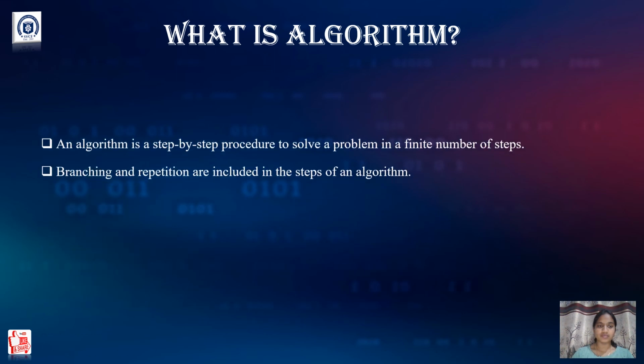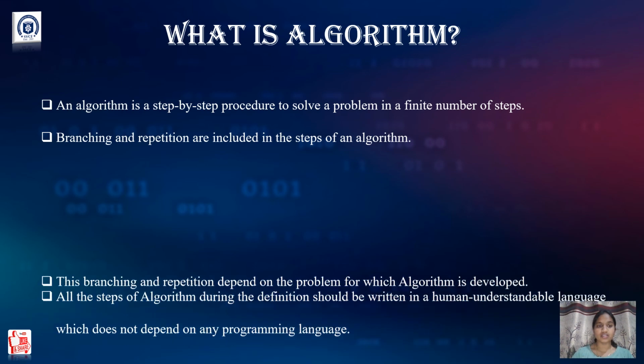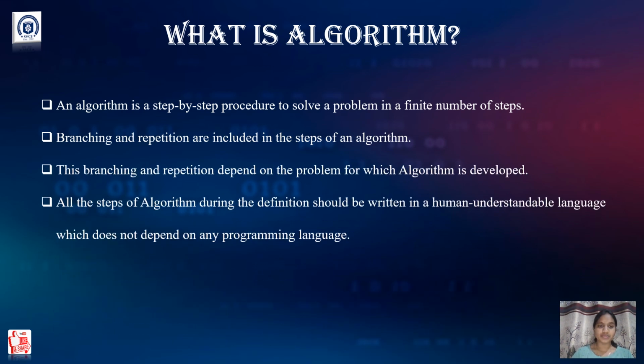What is algorithm? An algorithm is a step-by-step procedure to solve a problem in a finite number of steps. Branching and repetition are included in the steps of an algorithm. This branching and repetition depend on the problem for which the algorithm is developed.